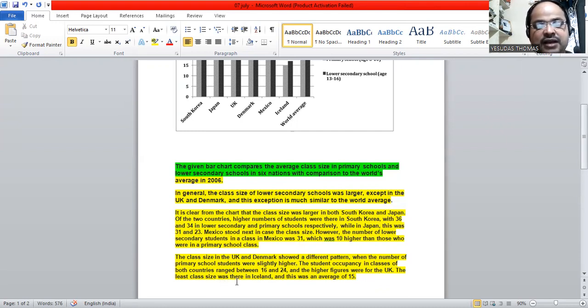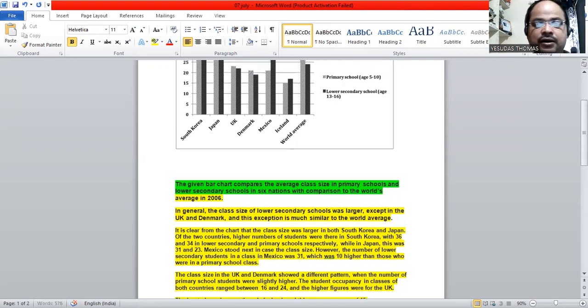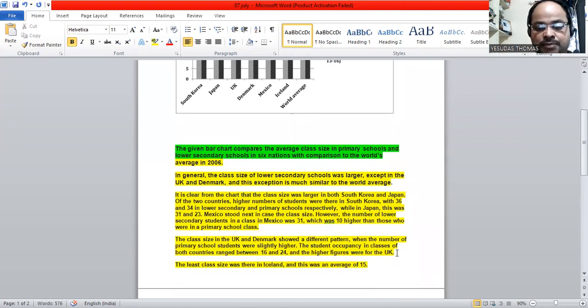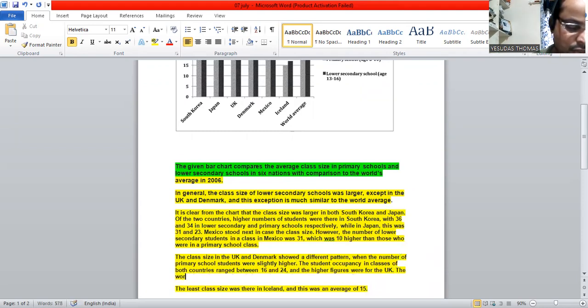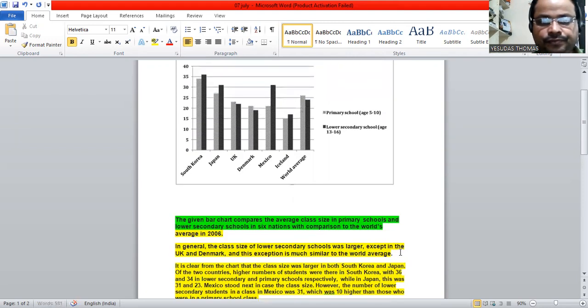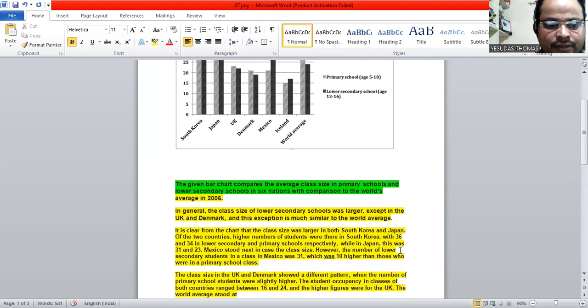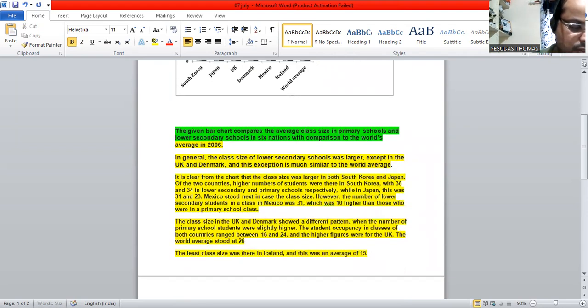The least class size were there in Iceland, and this was an average of 15%. So before this last sentence, I have to enter the world average. So that's the problem here. So the world average stood at 26 and 24, I think so.